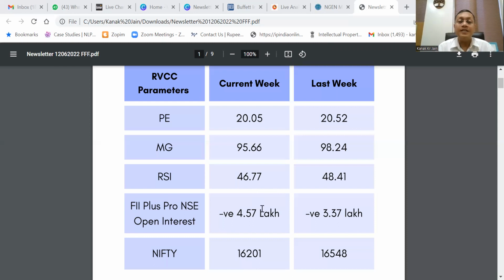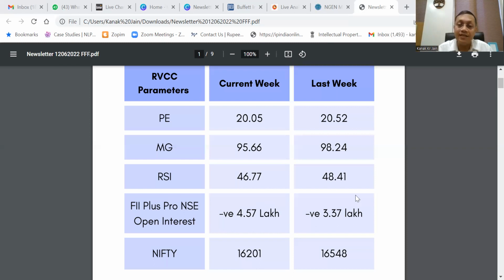The fourth thing is the FIIs' outstanding contracts. Just like F&O futures contracts, if you think that the market is positive and there is a lot of strength, then the FIIs keep buying and these figures become positive. In the last 2 weeks, from around 24,000 to 3.37 lakhs, and now it is 4.57 lakhs negative. So these many contracts are already sold, which means FIIs are also negative as far as the Indian market is concerned. And Nifty has fallen from 16,548 to 16,201.